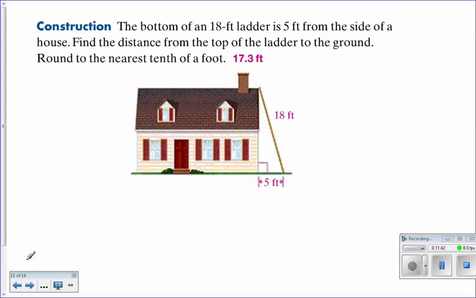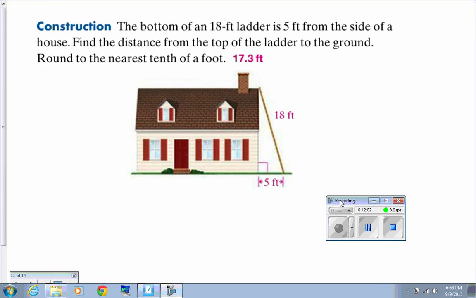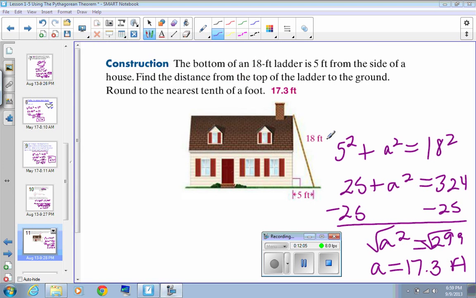So look at this picture. It says the bottom of an 18-foot ladder is 5 feet from the side of the house. Find the distance from the top of the ladder to the ground. So this one you should have plugged in 5 squared plus a squared equals 18 squared. And this would be our b squared here. Used inverse operations and got 17 and 3/10 feet. I forgot to write out the answer here, so it's also up here. But if you showed the work, this is what it should look like.